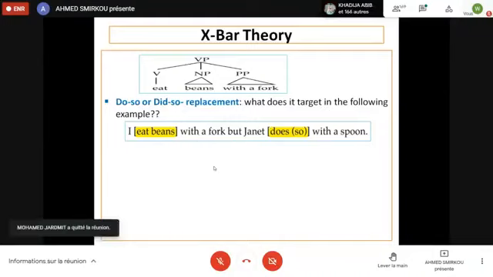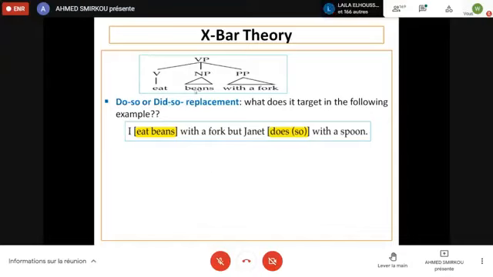So remember constituency test. If you can replace a group of words with one element, it means that group of words forms a constituent. And if it forms a constituent, it must be branched from one node. Okay, only eat and beans must be branched from one node. Okay, and excluding the others.